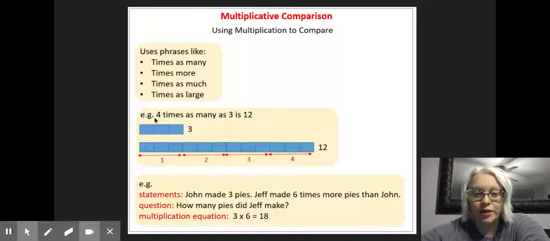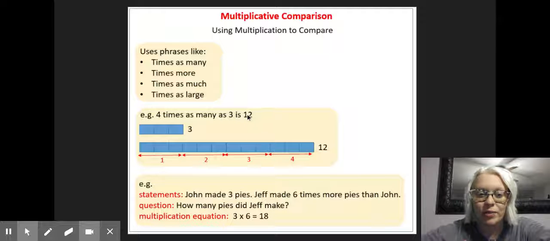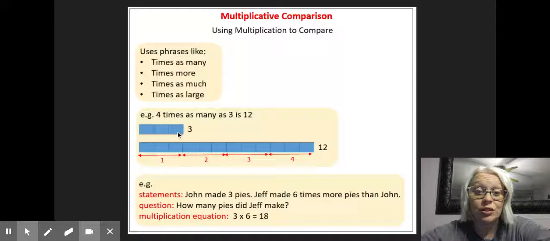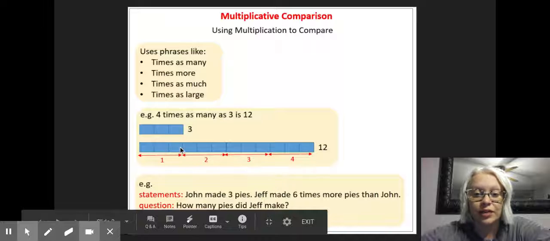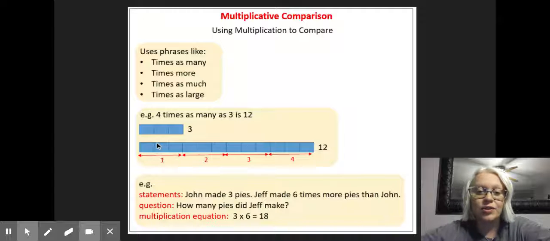So here's an example for you. And it also has this picture to help us visually see it. So I love that. It says 4 times as many as 3 is 12. So if we could just ignore that 12 part, 4 times as many as 3. So it's telling us here's what 3 looks like, but we need 4 times 3. So here's 1 set of 3, 2 sets of 3, 3 sets of 3, and 4 sets of 3. So this bottom figure here shows 4 times the amount of 3.